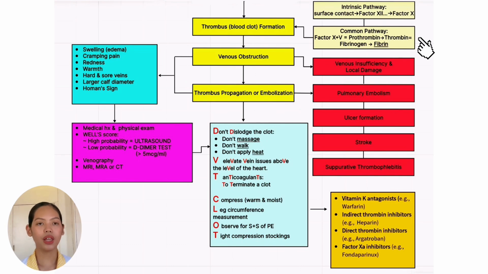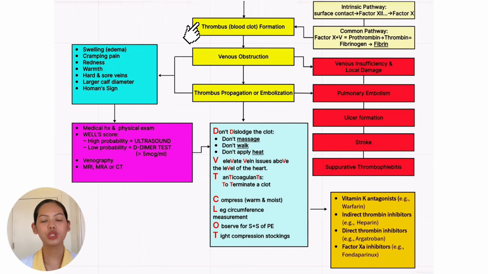So in the common pathway, we have the activated factor X, which teams up with the factor 5 to convert the prothrombin into thrombin. So thrombin is the key enzyme, or an important enzyme, which turns the fibrinogen into fibrin. So the fibrin is like a mesh-like structure or a sticky net that traps the red blood cells and the platelets, creating a stable clot or the thrombus formation.